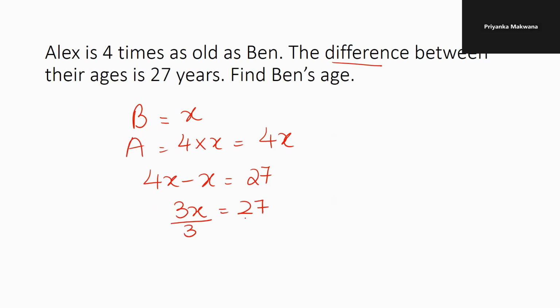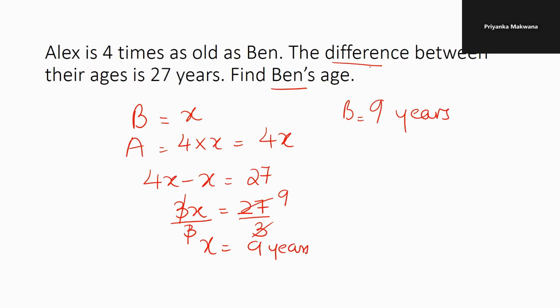Now, using our inverse operation, 3 divided by 3 is 1. Therefore, x equals, how many times will 3 go into 27? 9. So x equals 9 years. So Ben's age is 9 years. If the question was asking you to find Alex's age, then Alex would be 4 times 9, which is 36 years.